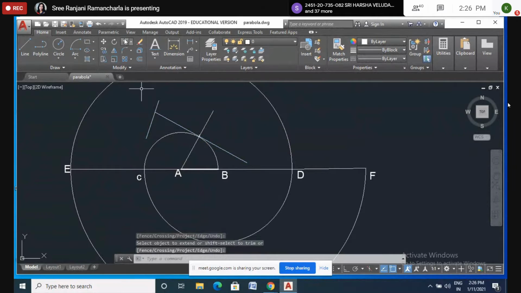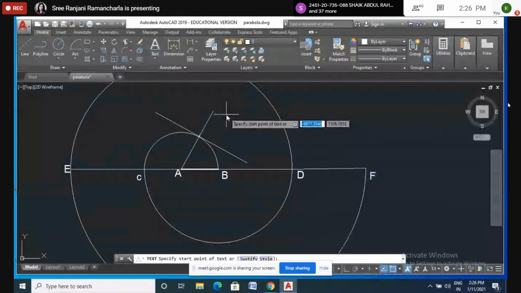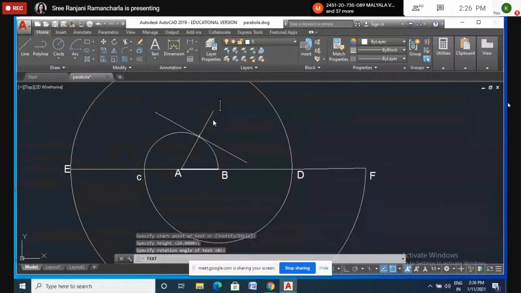Yes, I extended the tangent. Then I will remove this one. Okay. Now you simply name it as normal N and tangent T. This is normal, I want to just name it as capital N. And this is capital T. Okay. This one we got.